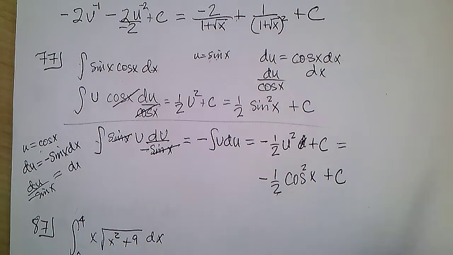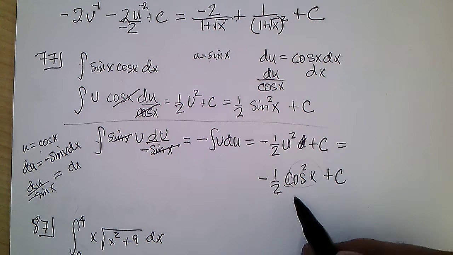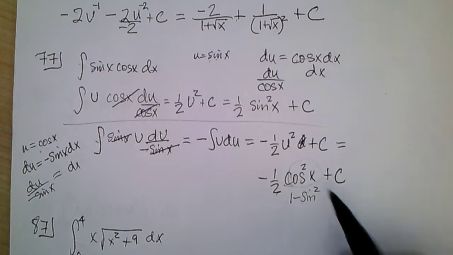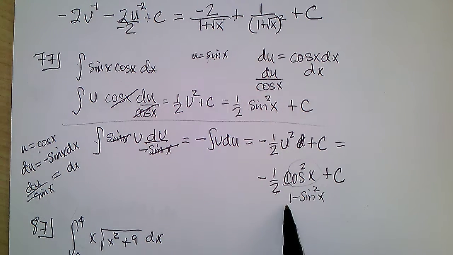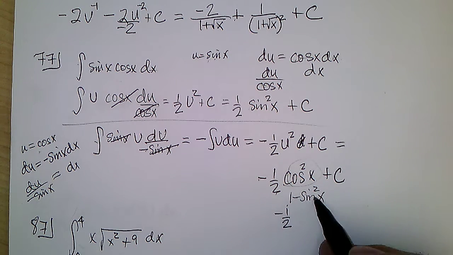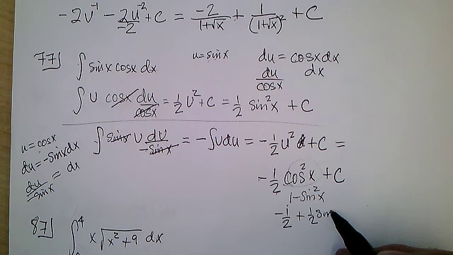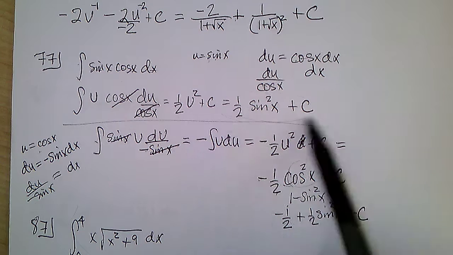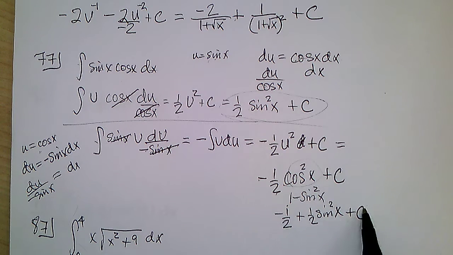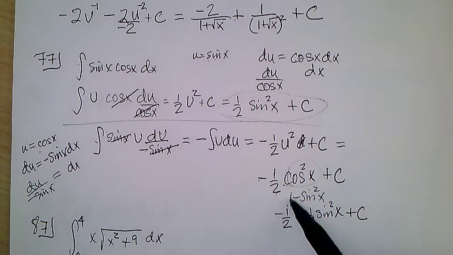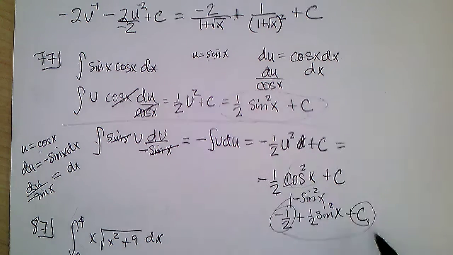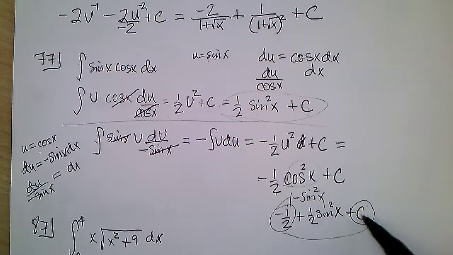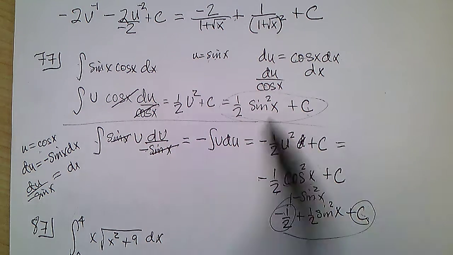Well, let's see. Cosine squared is 1 minus sine squared. So minus 1/2 times 1 would be minus 1/2. And minus a minus sine squared would be plus 1/2 sine squared x plus a constant. Well, that looks exactly like this, except it's got a minus half added to a constant, which is just a different constant. So what this constant would be is whatever that constant is minus a half. And so they're the same.